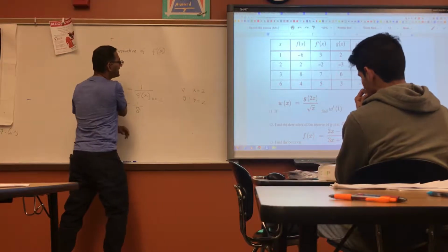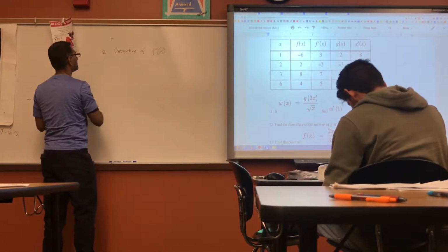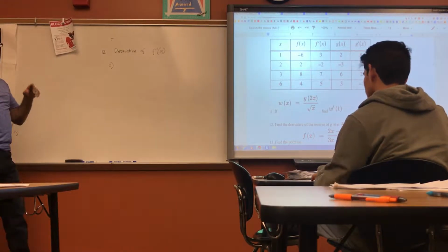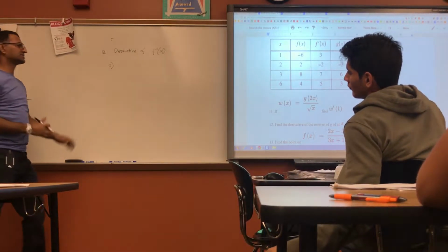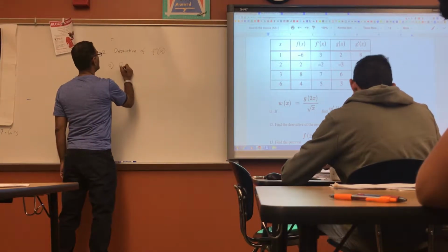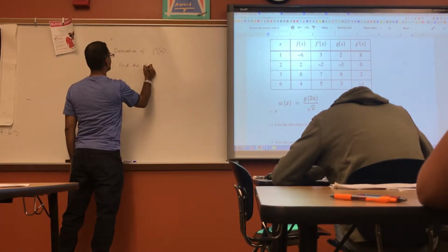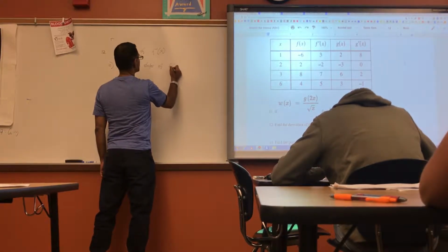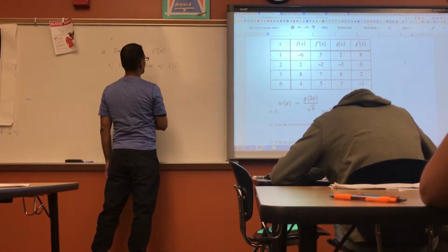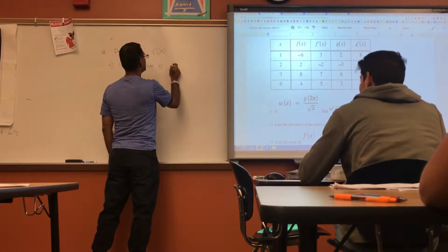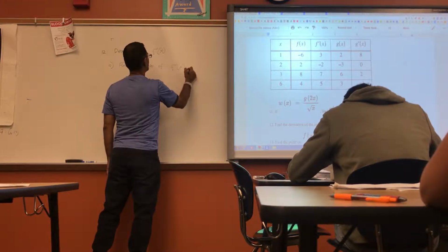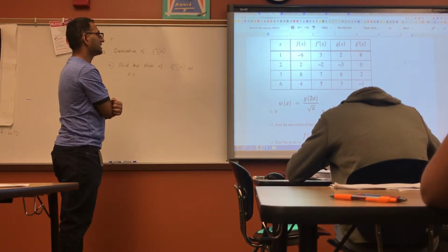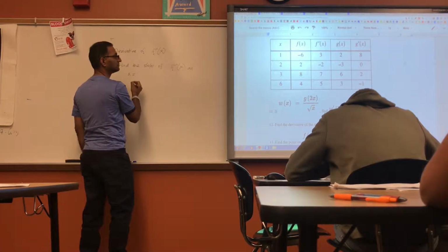Write down 12b. Because if a comma b lies on the original, then b comma a lies on the inverse, and vice versa. 12b: find the slope of f inverse of x at x equals, say, 8.